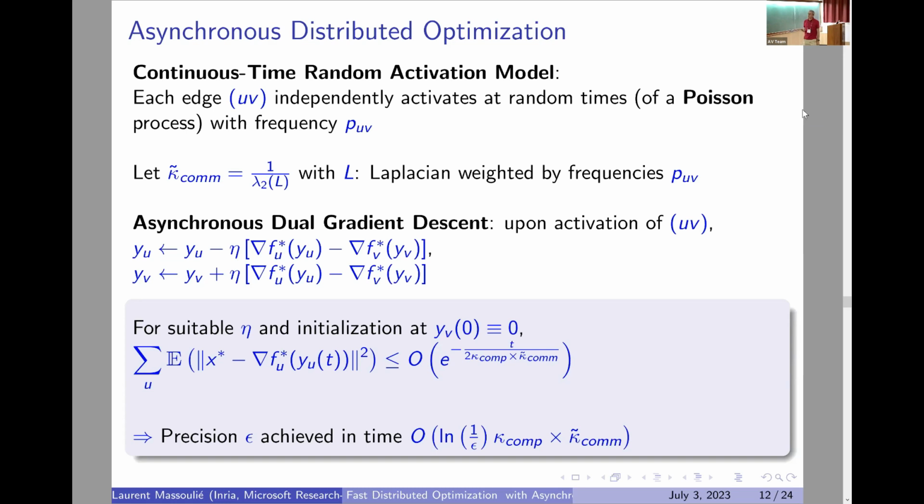And notice that now this is a randomized algorithm because the activation times are random. So this is why in our guarantee, we have an expectation that appears. So that's the non-accelerated case. And it has puzzled people for a long time, the question of accelerating asynchronous network averaging or asynchronous distributed optimization. There had been proposals, but with no proof of acceleration, except for specific networks.